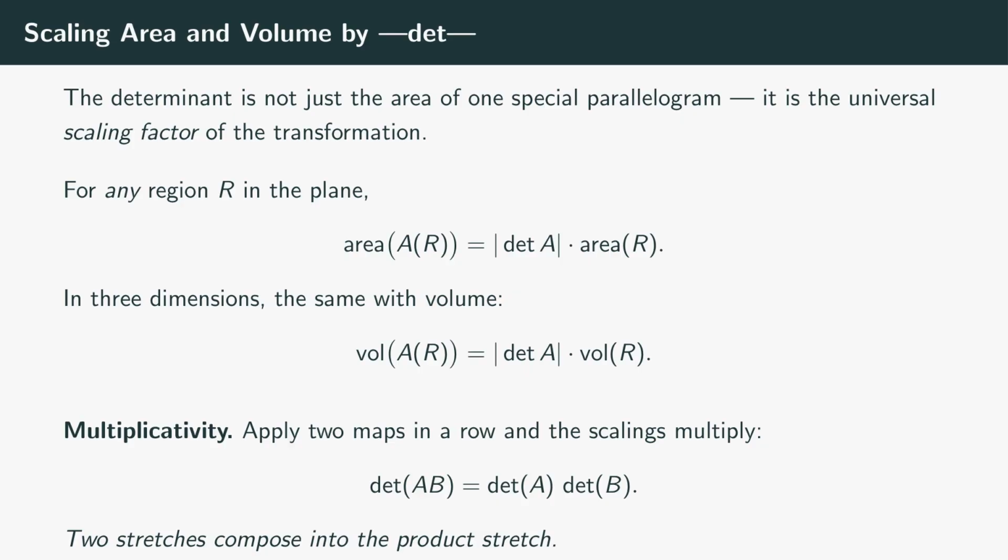One beautiful consequence is multiplicativity. If you apply one matrix and then another, the area scalings simply multiply, which means the determinant of a product equals the product of the determinants. 2 stretches in a row compose into a single stretch whose factor is the product. The geometry makes that algebraic rule feel inevitable.